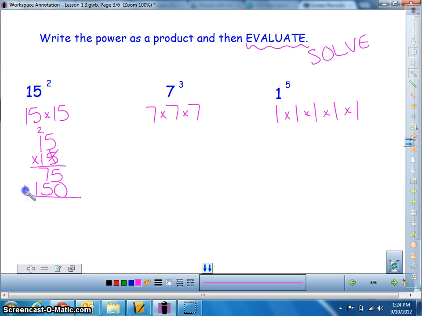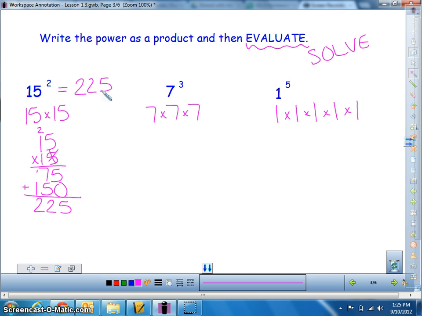Now I'm just going to add. 5 plus 0 is 5. 7 plus 5 is 12, so I put the 2 down and carry the 1. 1 plus 1 is 2. So therefore, 15 squared is equal to 225. Good job. How about here?